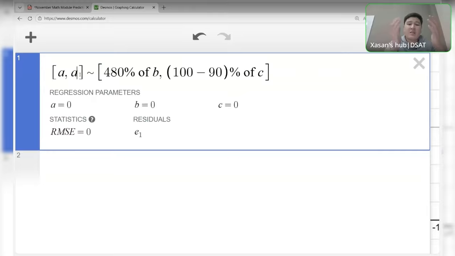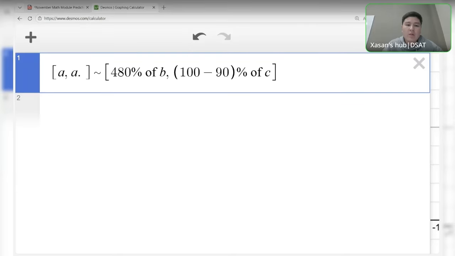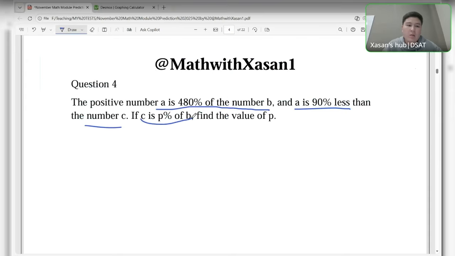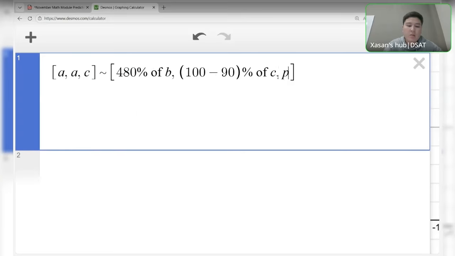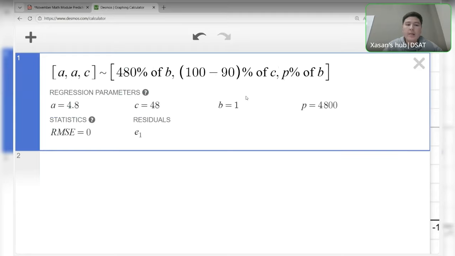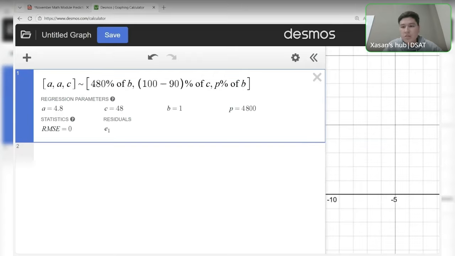If it is 90% less, you are having 10%. So A is 10% of C. And after, the question is saying that if C is P% of B, that's all. C is P% of B. And then, guys, we are having the value of P as 4800, which is going to be our final answer. That's all.